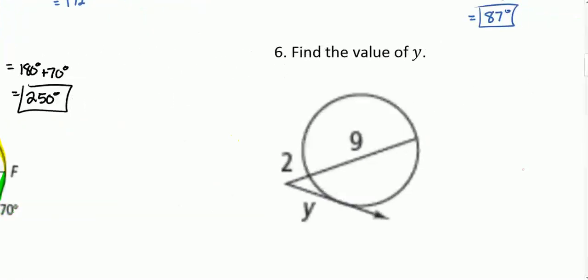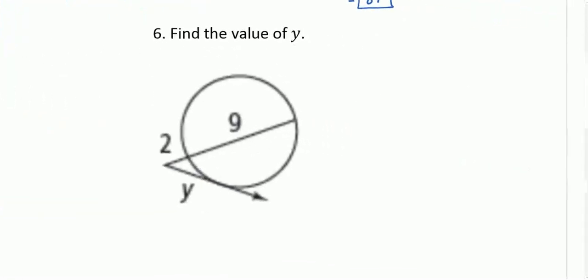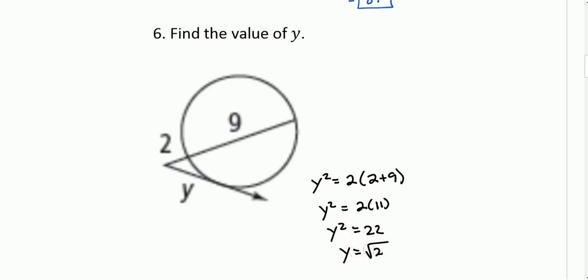Number 6, we're looking for the value of y. And in this case, y squared is equal to 2 times 2 plus 9, which is 2 times 11, or 22. So y is the square root of 22.